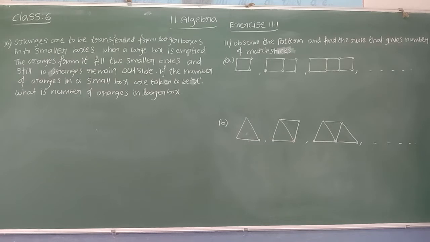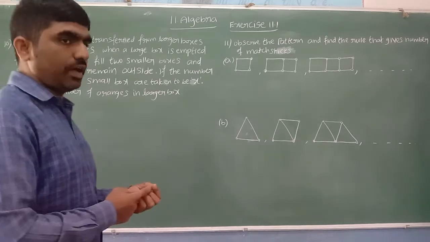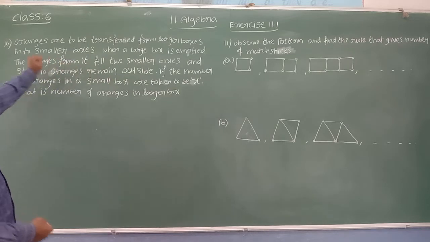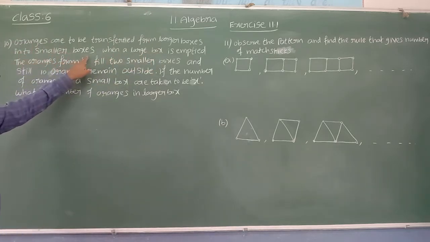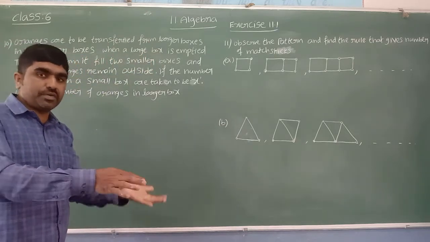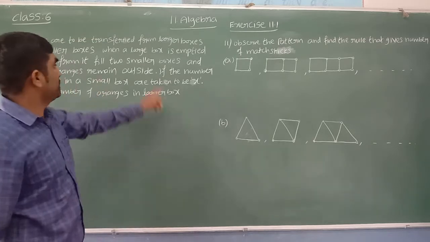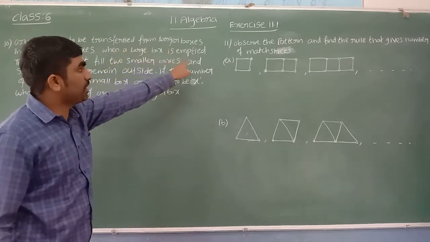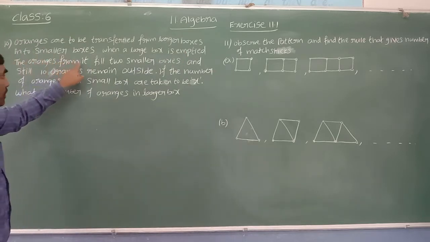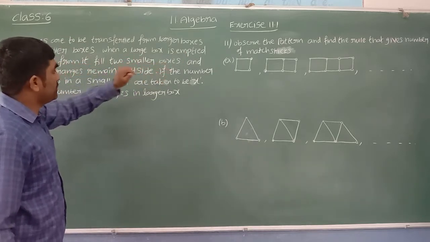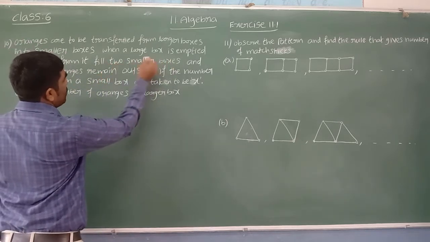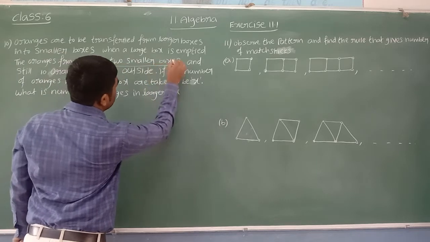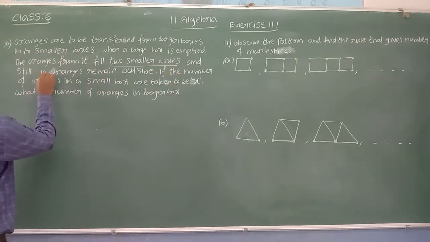Yes, children, let us see some more applications based on the use of alphabets. Here we have exercise 11.1, the 10th problem. Oranges are to be transferred from larger boxes to smaller boxes. When a larger box is emptied, the oranges from it fill two smaller boxes, and also 10 oranges are left.